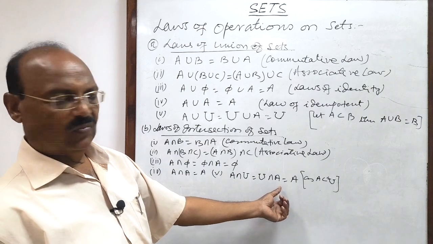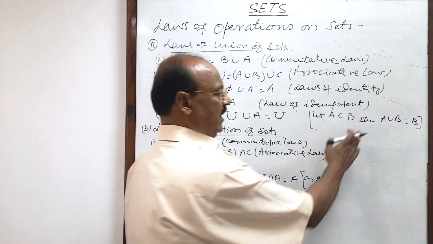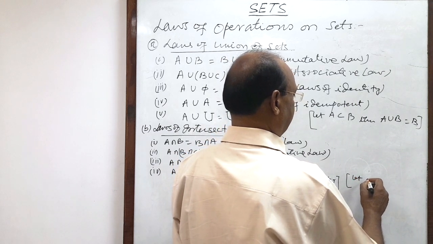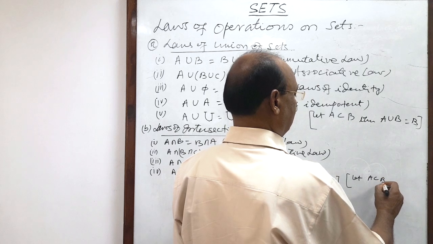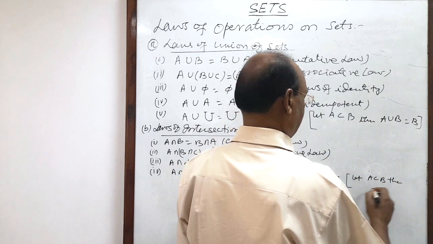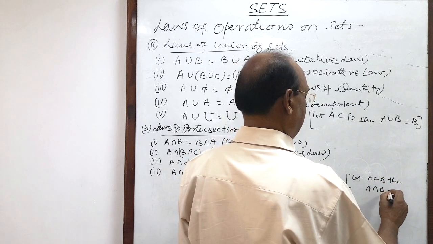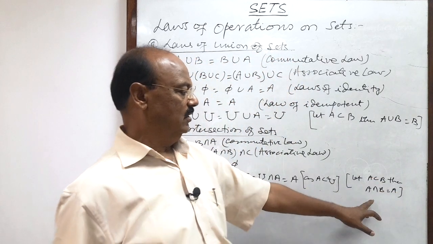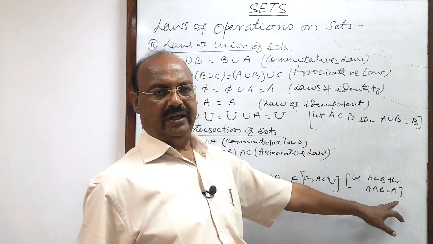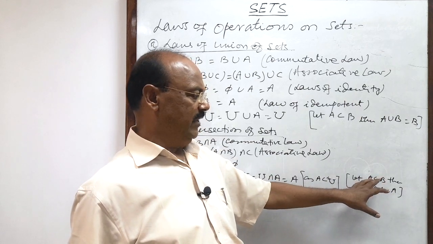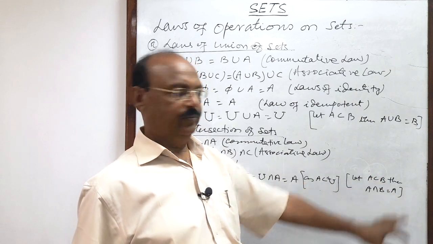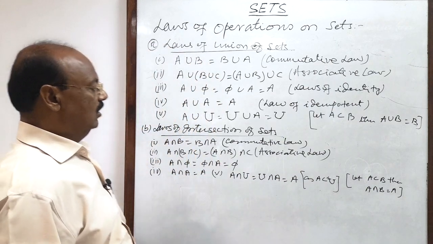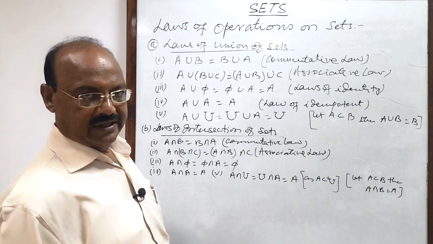Correct? So similarly, as we have discussed, here we can also say that if A is a subset of B, then A intersection B is equal to A, the smaller set. A is a subset of B, A intersection B is equal to set A. Only elements of set A are common here. So these are the laws of intersection of sets.